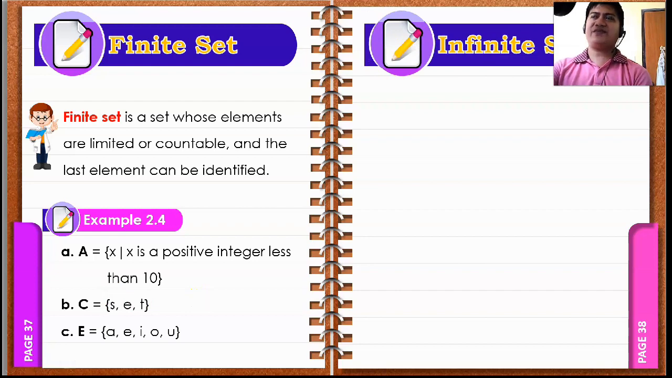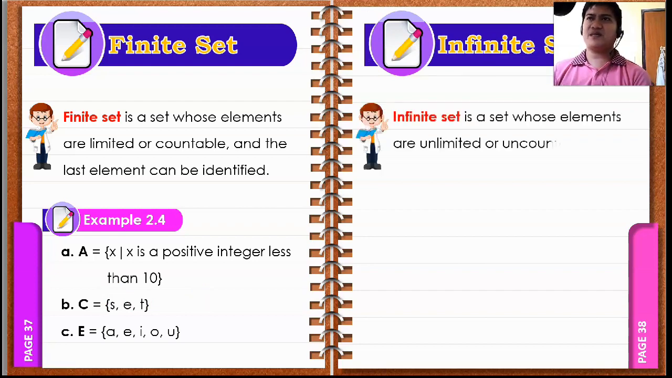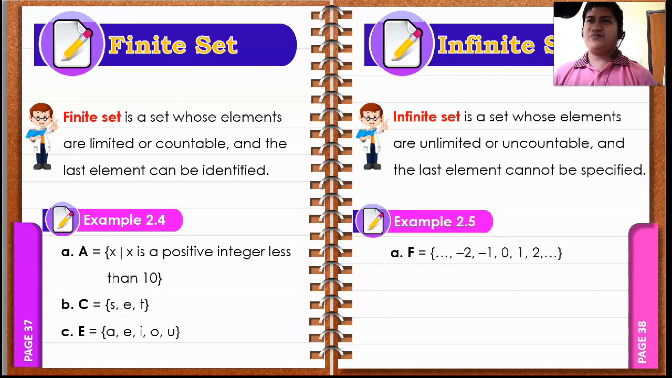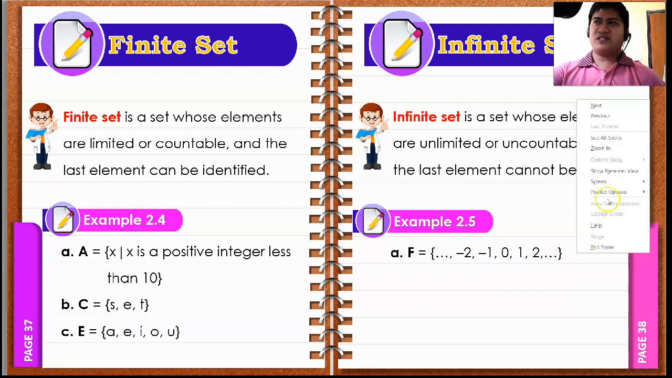Okay, next is the infinite set. When we say infinite set, this is a set whose elements are unlimited or uncountable, and the last element cannot be specified. For example, if we have the set F, which is equivalent to -2, -1, 0, 1, 2, and so on, then this is an example of an infinite set. We cannot count how many members belong to the given set. And take note that this is equivalent to the set of integers.